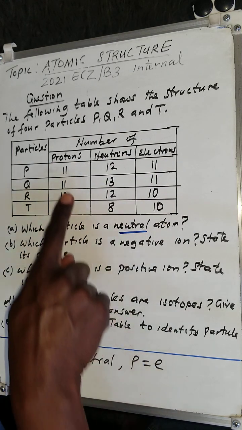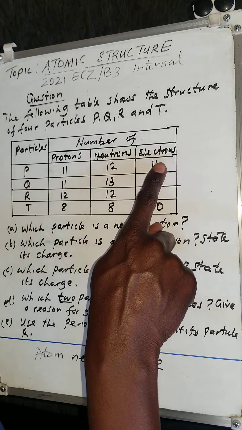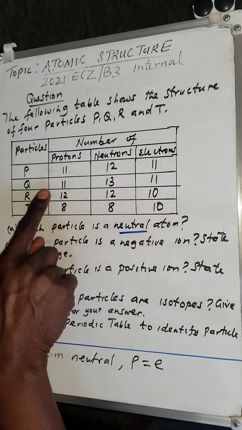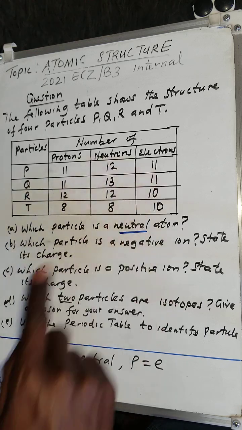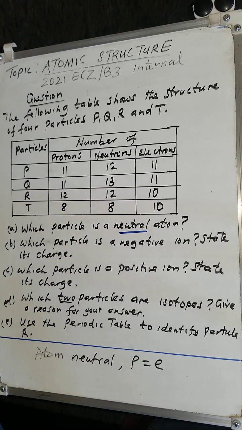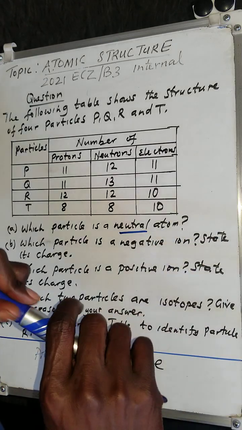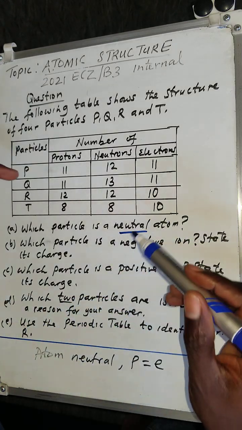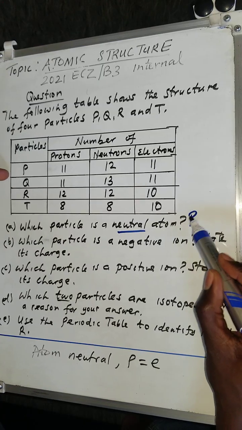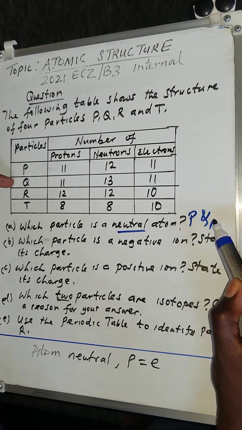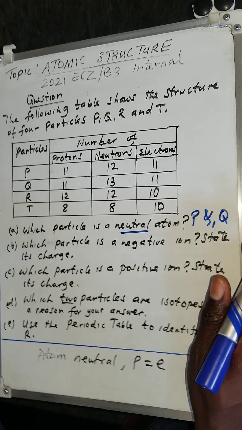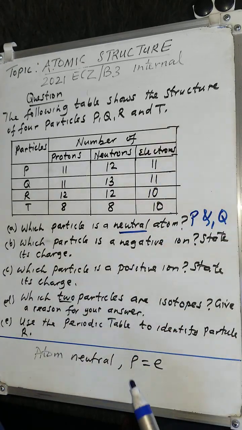this is 11, that is also 11, protons 11, and Q has 11, and that one also has 11. So those are what we are calling neutral particles, meaning they have neither gained nor lost electrons. So in this case I could have talked about P, and if I wanted, Q. So which particle is a neutral atom? These, because the number of protons is equal to the number of electrons, that's the reason why we are saying that those are neutral atoms.